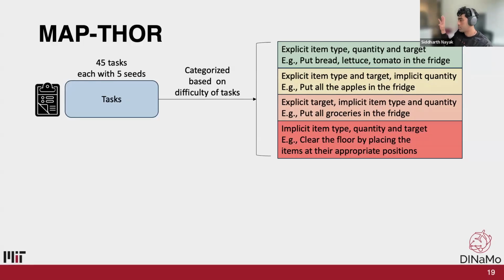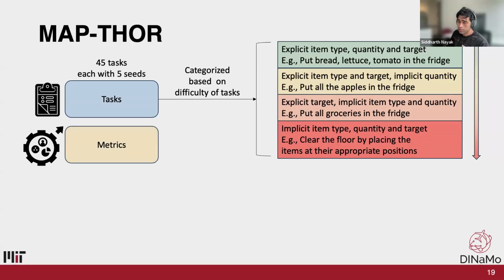It could be as simple as saying put bread, lettuce, tomato in the fridge, where you explicitly tell what items the agents need to interact with and where they are supposed to put them. Or it could be very vague, in the sense that: clear the floor by placing the items at their appropriate position. So it tests how the language models are able to generalize to the ambiguity of the instruction that is given as input.